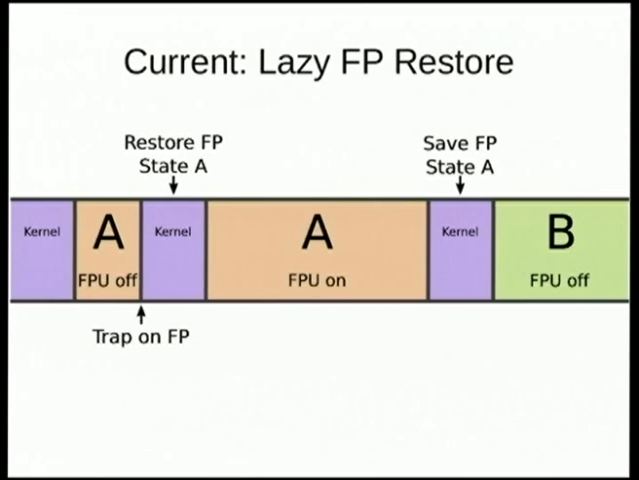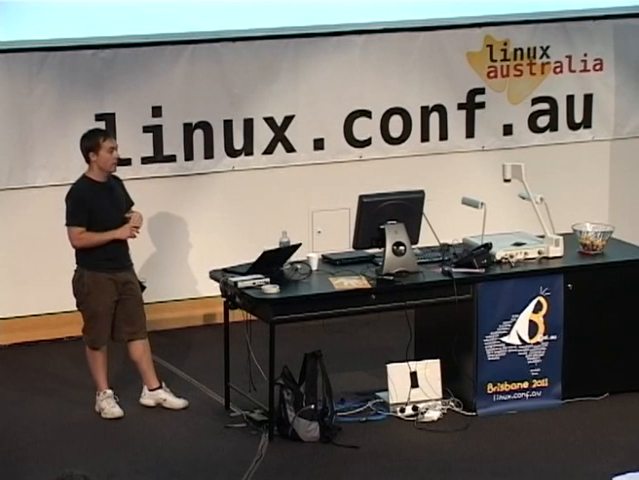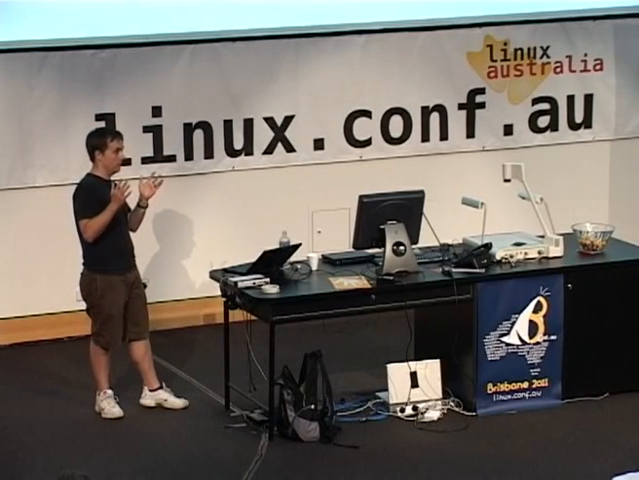Then at the end of the time slice, the kernel goes, I better save away that state. It knows that A used the floating point unit, so it always saves away that state. And then, again, it calls into the scheduler, decides it wants to run B, and we restore B. But here we restore B with the floating point unit off. And this is great. This means that with this mechanism, if A and B are not floating point tasks, then we never have to actually save and restore the floating point state. And it's on a per time slice basis.